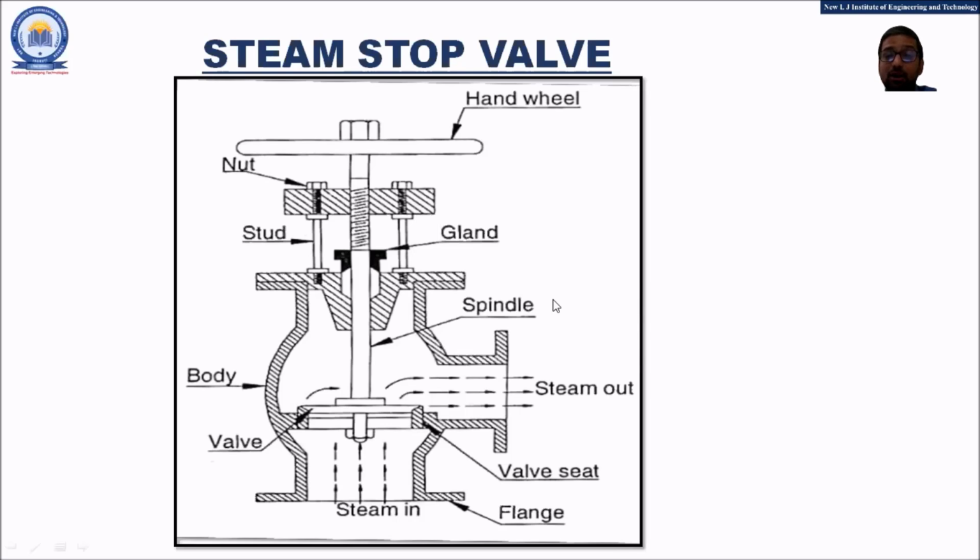Flange is just used for the connection purpose of the valve with the boiler drum. It is a type of coupling. It is used for the connection.